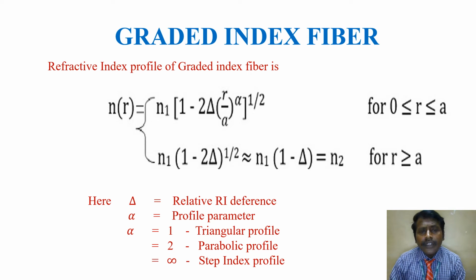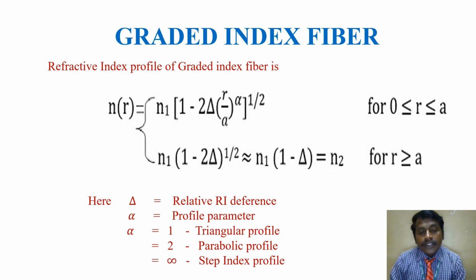Then the profile value we can represent for gradient index fiber as N of R. For the radius from 0 to A, the core radius, we have the refractive index N1 of 1 minus 2 del of R by A whole power alpha, whole power 1 by 2. Here N1 is the refractive index, del is the relative refractive index difference, del equals N1 minus N2 by N1, R is the radius, A is the radius of the core and alpha is the profile parameter.